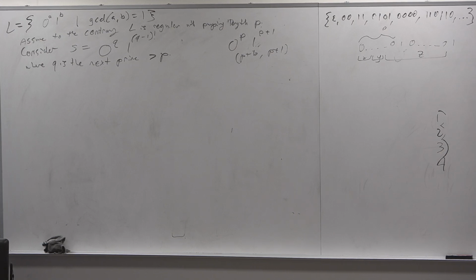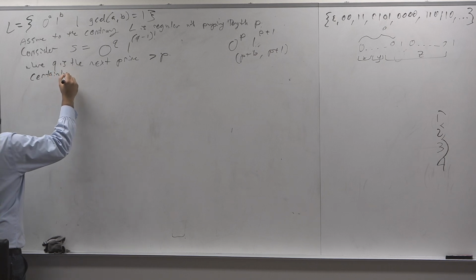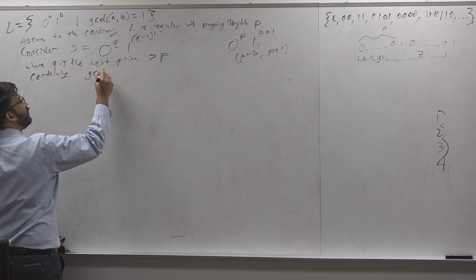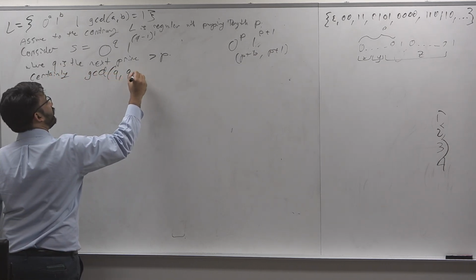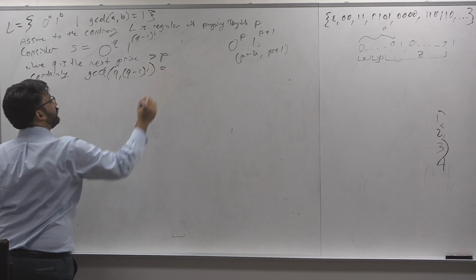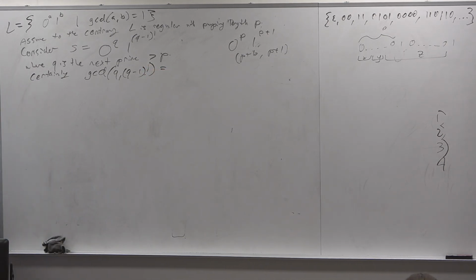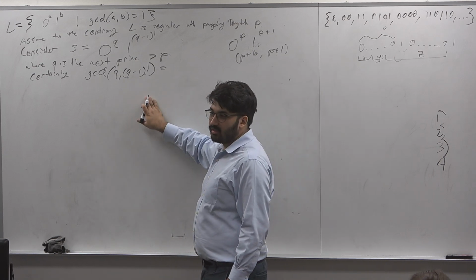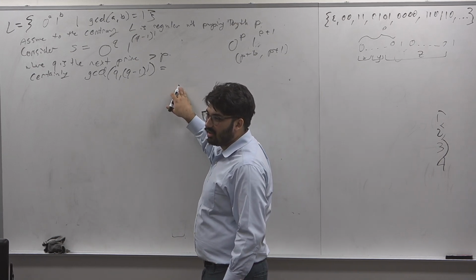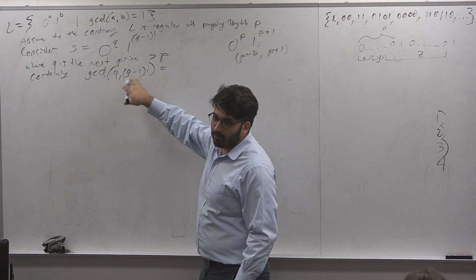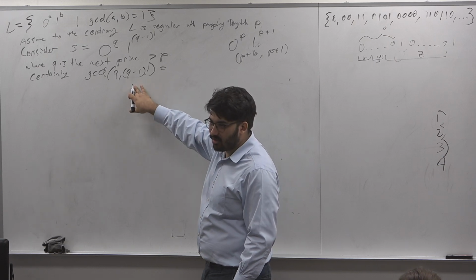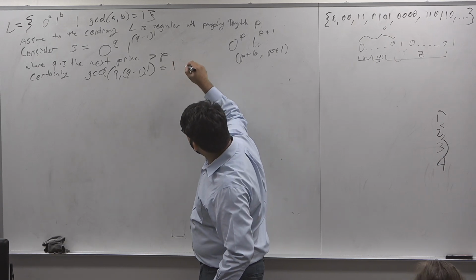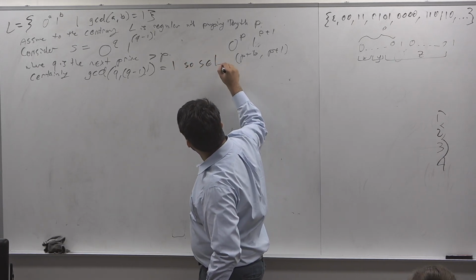Suppose Q is the next prime greater than P. Certainly, the GCD of Q and (Q minus 1) factorial is what? 1. Q minus 1 factorial is 1 times 2 times 3 times 4 times all the way to Q minus 1. And since Q is prime, it can't be represented by a product of any combination of those. So certainly this is going to be 1, so S is in L.